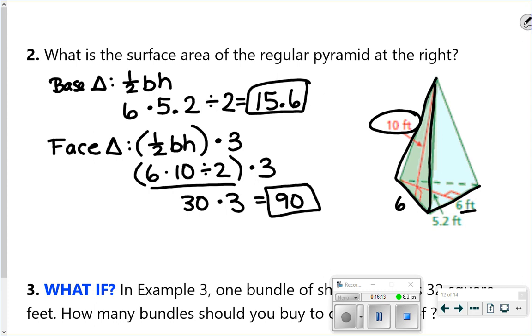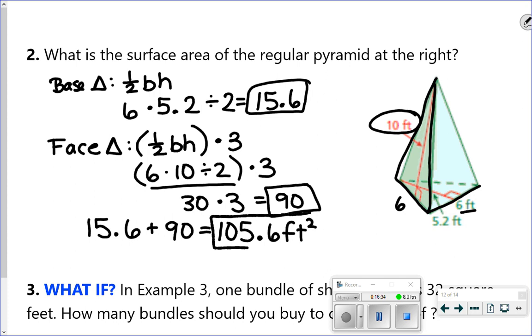So now I'm ready to add together to get my total surface area. So I have 15 and 6/10 for my base. I have 90 for all of my faces put together. And then when I add that together, I get 105 and 6/10 feet squared. Don't forget that label at the end of your problem. All of the problems you're doing in this chapter are always going to have some sort of label on them.